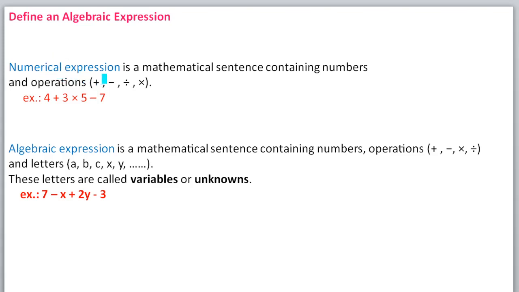What do you mean by numerical expression? It's a mathematical sentence containing numbers and operations like plus, minus, divide, and times. An algebraic expression is a mathematical sentence containing numbers and operations, but with letters added to it: a, b, c, x, y. Those are called the variables or the unknowns. Example: 7 minus x plus 2y minus 3. x is a variable, y is a variable, 7 and 3 are numbers, and so on.